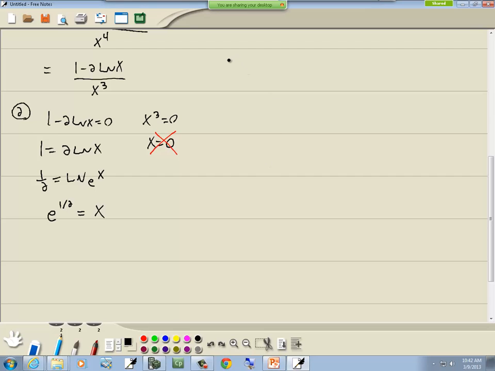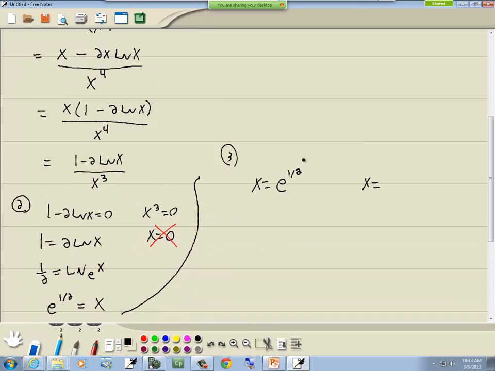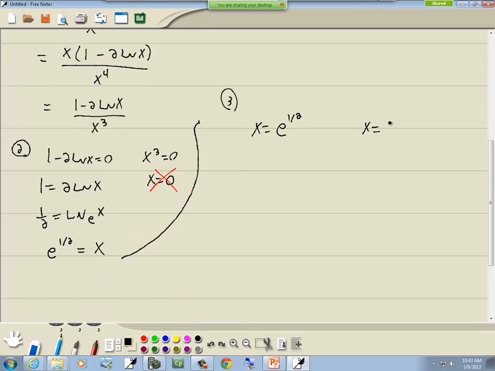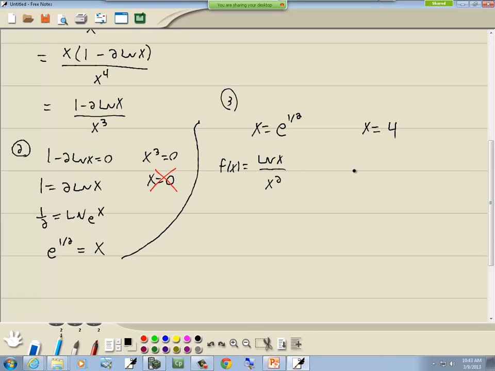And I'll do step 3 over here because I'm afraid I'm running out of room. The one critical value we have is e to the 1/2, so I'm going to plug that in. And from our interval here, I don't use 0, but I'm going to use 4. So we'll plug in 4. And we're going to plug that into our original function, whatever that was. Natural log of x over x squared.